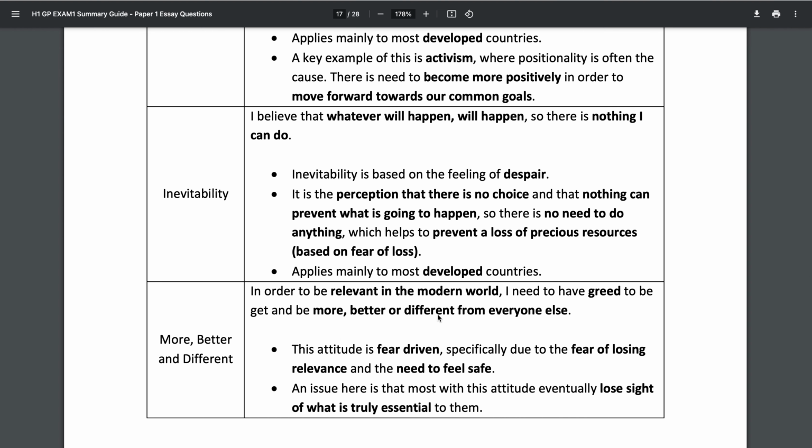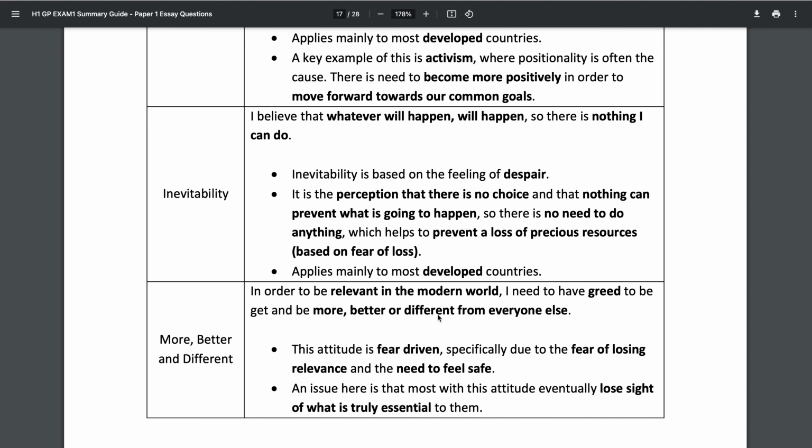Inevitability. I believe that whatever will happen will happen, so there is nothing I can do. Alright? So inevitability is based on the feeling of despair. Right? It's going to happen anyways lah. So I'm just not going to bother about it. It will happen. It is what it is. Right? So it is a perception that there is no choice and nothing can prevent what is going to happen, so there's no need to do anything.